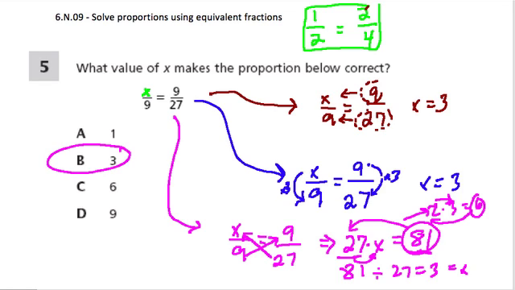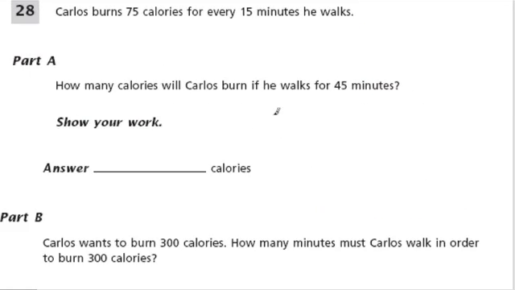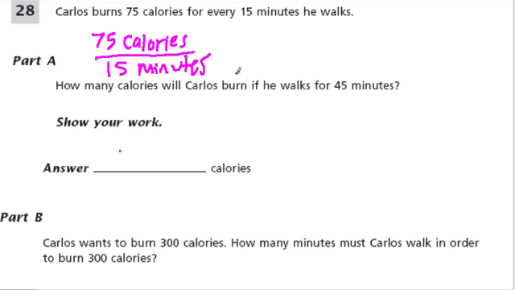And this type of problem could take other forms. Here we have Carlos burning 75 calories for every 15 minutes he walks. I'm going to write that as a ratio. Okay, that's what they're saying: it's 75 calories for every 15 minutes. How many calories will Carlos burn if he walks for 45 minutes?